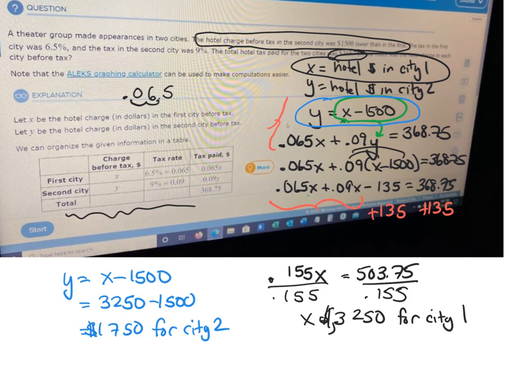So I set up my two equations, one based on the total price and one based on the tax. Substitute in, and then just solve for my two variables.